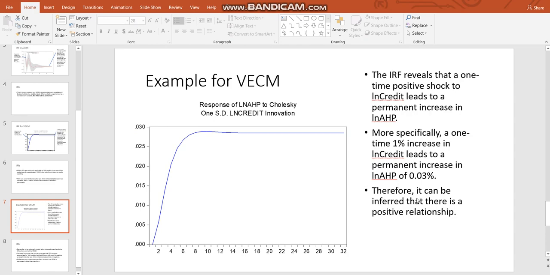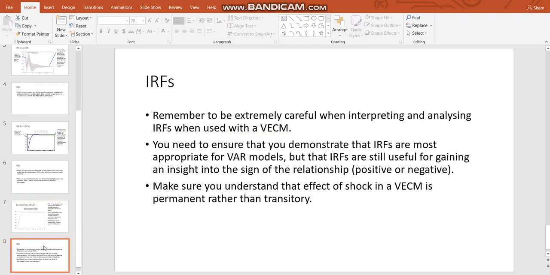Just make sure that you include some understanding of the sign and that it's permanent. And that shows that you've got a deep knowledge of IRFs and how to interpret them depending on the context. So, once again, just some concluding remarks.